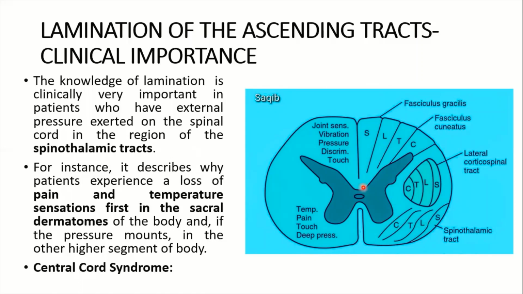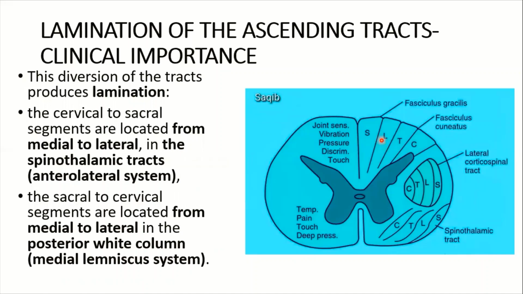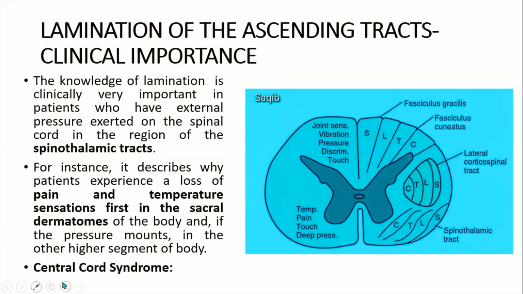The sensations I told you, represented over here, are temperature, pain, touch, and deep pressure, and over here the joint sensations, vibration, pressure, and discriminative touch. Clinically, interpreting various diseases will get easier with this lamination concept. As we discuss central cord syndrome, this relevance will be very important, and also in some other clinical conditions.